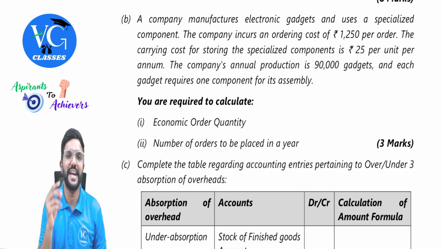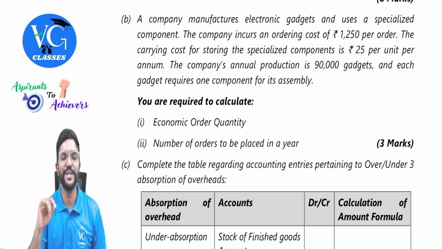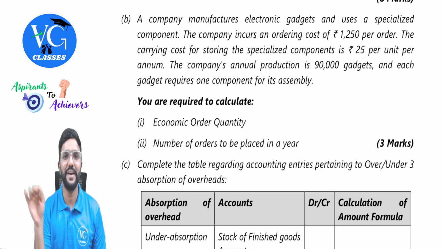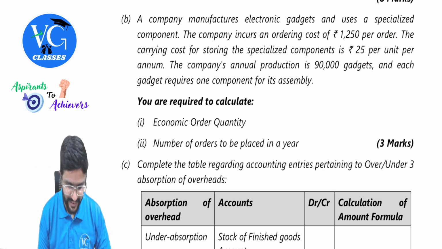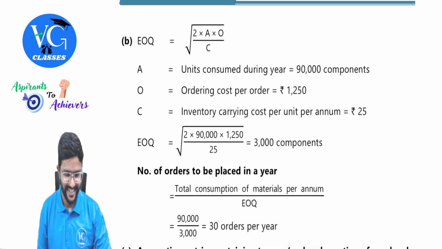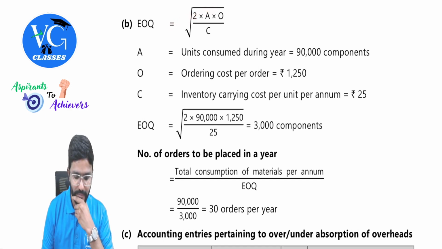What is the formula to calculate EOQ? Come on. Repeat along with me. EOQ is equal to square root of 2 into annual demand of raw material into ordering cost per order whole divided by carrying cost per unit per annum. Simplest question, guys. This will not consume time. Yes, this is the formula.